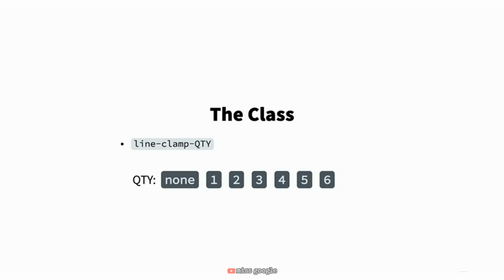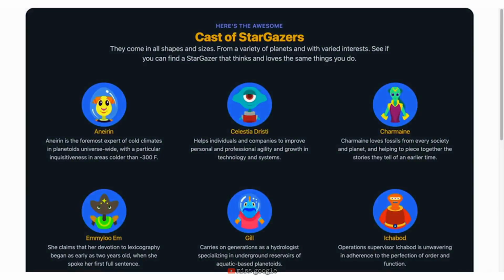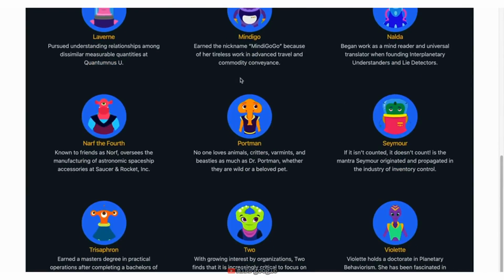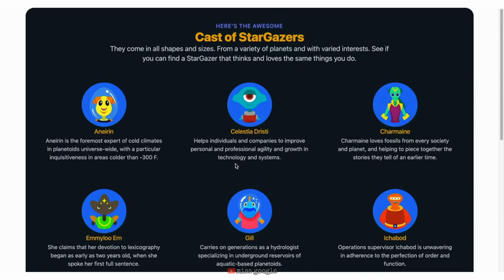Let's take a look at how that works. So here I have this sample page that you've seen before. It just has a list of the stargazers.